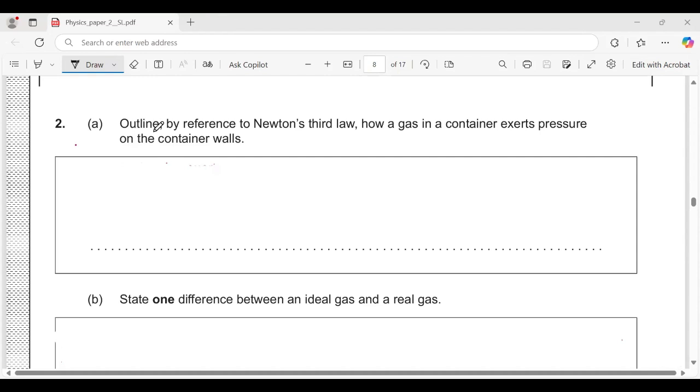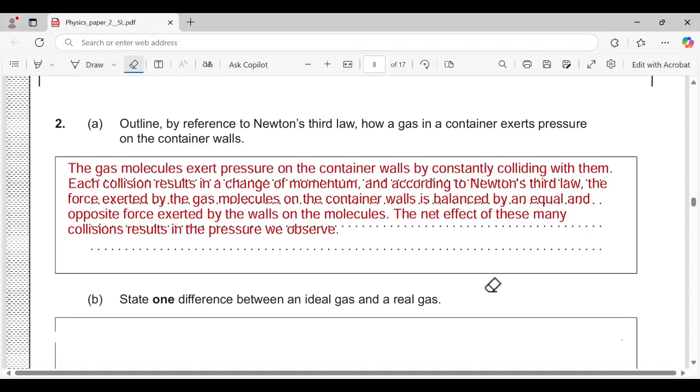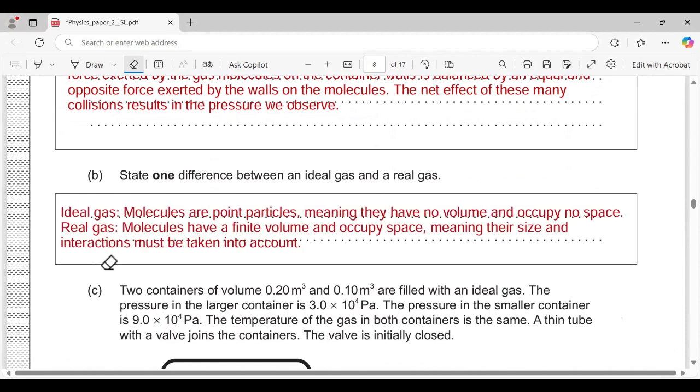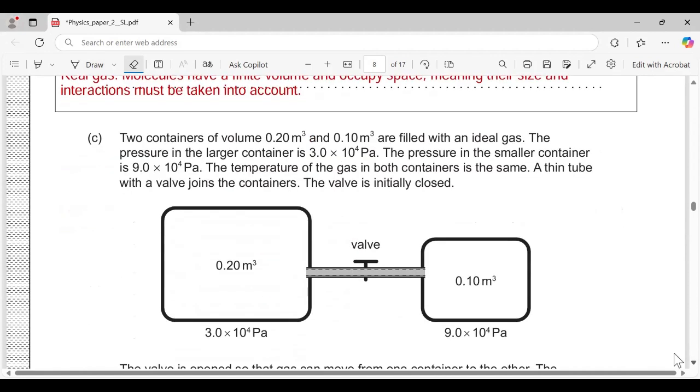Number two, outline by reference to Newton's third law how a gas in a container exerts pressure on the container wall. I have provided my explanations. Next question, B. State one difference between an ideal gas and a real gas. Also provided.